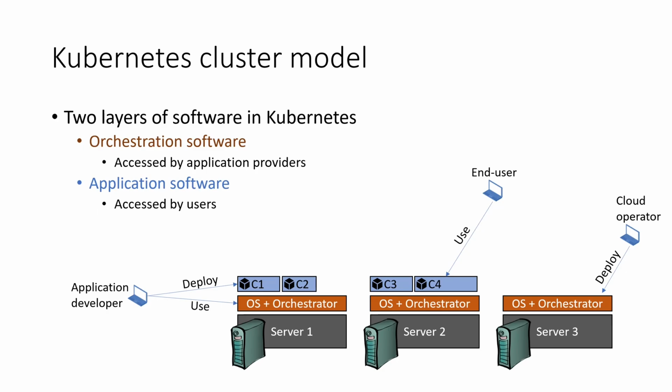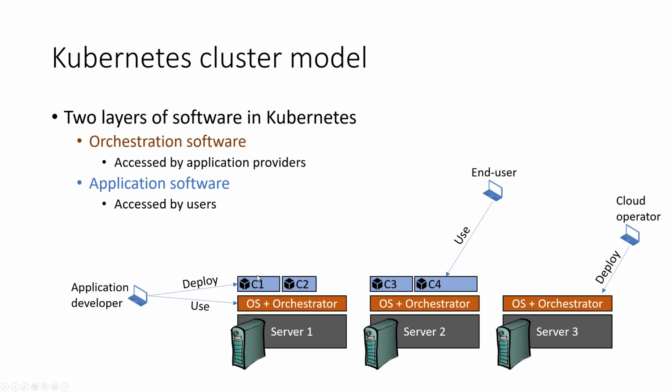There are two layers of software in Kubernetes. One is the orchestration software itself, which is accessed by application developers, and the other is application software, which is developed by application developers and accessed by end users. Putting this graphically, we have servers, then we have the OS and the orchestrator running on top of the servers. The OS and the orchestrator are deployed by the cloud operator. Then we have the containers running on top of the orchestrator.